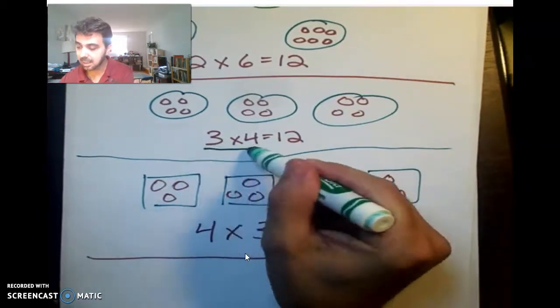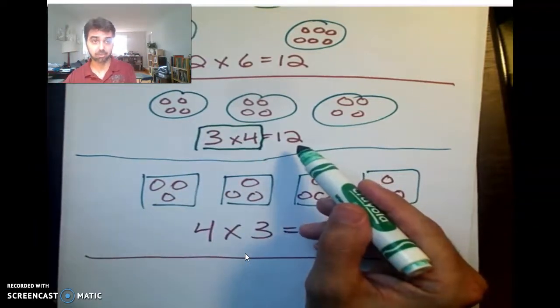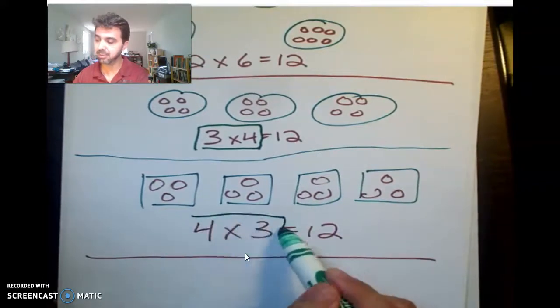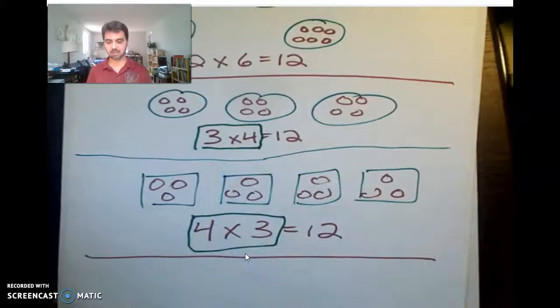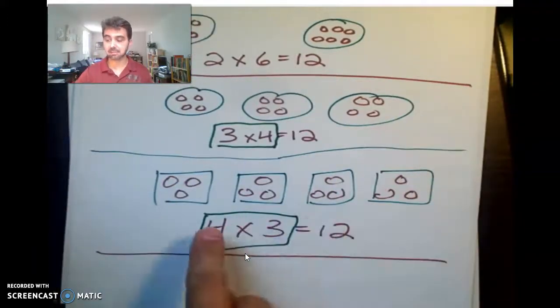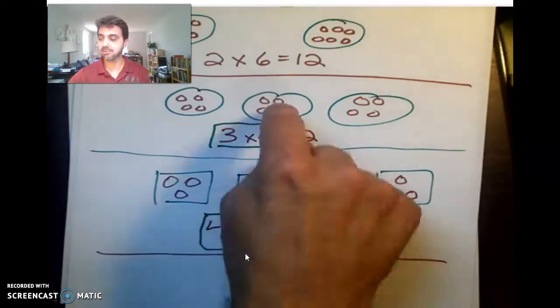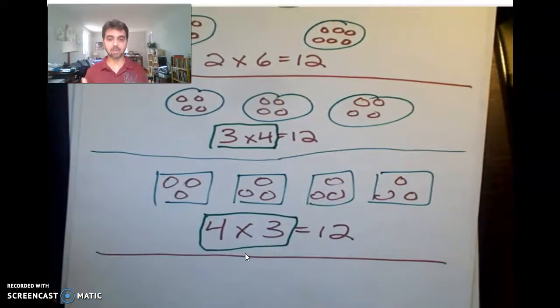3 times 4 is 12, or 3 groups of 4, and 4 groups of 3 is 12. Interesting, right? 3 and 4, 4 and 3. The picture looks different, doesn't it? Because here I've got 3 groups, and here I've got 4 groups. And there's 4 pennies in each group, and there's only 3 pennies in each group. But they do equal 12.